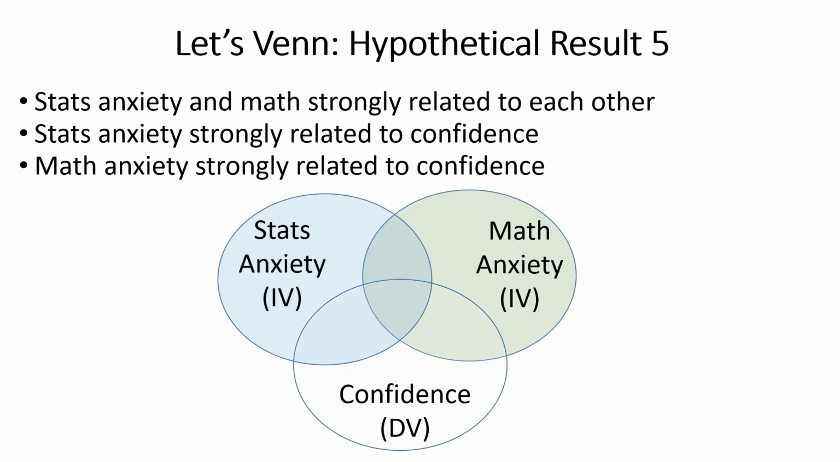So your Venn diagram should look something like this. You have stats anxiety and math anxiety with a good amount of overlap. Stats anxiety and confidence also have a good amount of overlap. And then math anxiety and confidence also have a good amount of overlap.